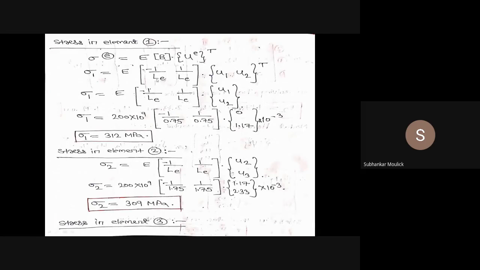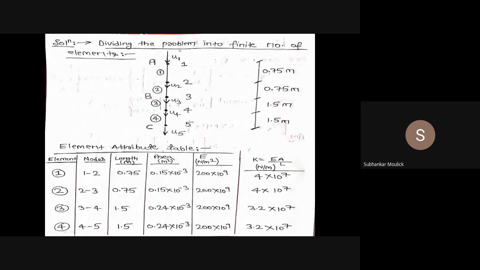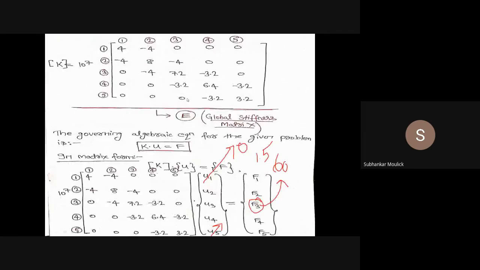So it will be minus 1 upon 0.75, 1 upon 0.75 into the transpose of the nodal displacement vector matrix. For element number 1, I know that element number 1 consists of node 1 and node 2, so I can write it as node 1, node 2, transpose. And I know that for the transpose of a matrix, row becomes column and column becomes row. So ultimately sigma 1 is equal to E times minus 1 upon LE, 1 upon LE, times the column matrix, that is a 2 cross 1 matrix, U1, U2.